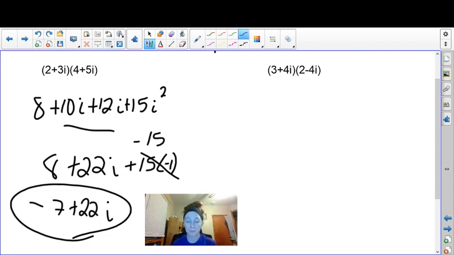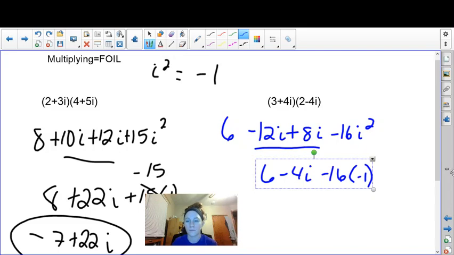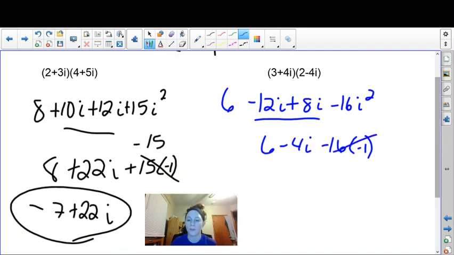All right, next problem. Again, we're going to FOIL as well. So 3 times 2 is 6. 3 times -4i is -12i. 4i times 2 is 8i. And 4i times -4i is -16i squared. -12 plus 8 more is -4. So I have 6 minus 4i minus 16 times -1. And we know that -16 times -1 is going to turn into just plain old plus 16. So I have 6 plus 16, which gives me 22, minus 4i.